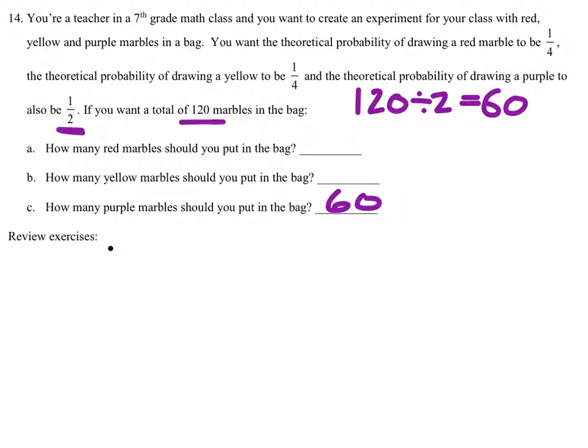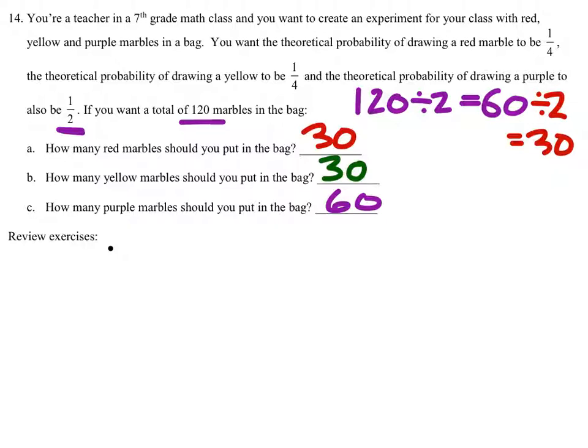And then you know a fourth is a half of a half. So when we ask for how many reds, we just take 60 and divide that by 2, which is 30 reds, which makes sense then that there would be 30 yellows. Because yellow doesn't show up very well on the board. So anyways, that's one way to do it.